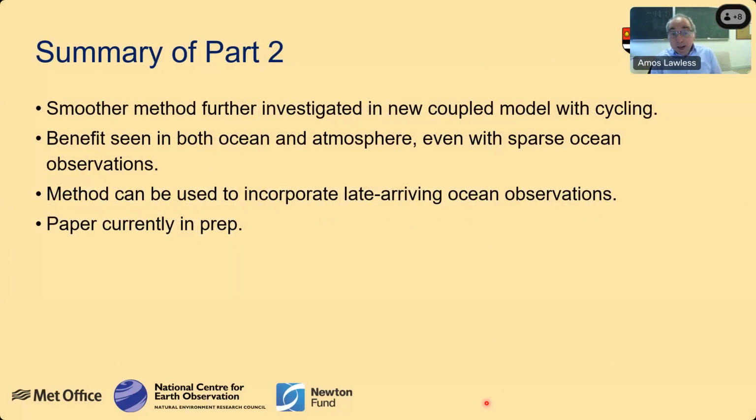So to summarize part 2, the smoother method has been further investigated in a new coupled model that we've developed, and now with cycling. We've seen a benefit in both the ocean and the atmosphere, even with sparse ocean observations, and we can use this method to incorporate late arriving observations. We're currently preparing a paper on this part of the work. I should have said this part 2 is the work where Stian Lung and Sheridan Chateau were also involved in doing some of these experiments and setting up the system.